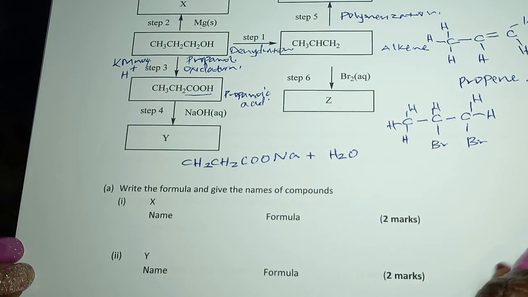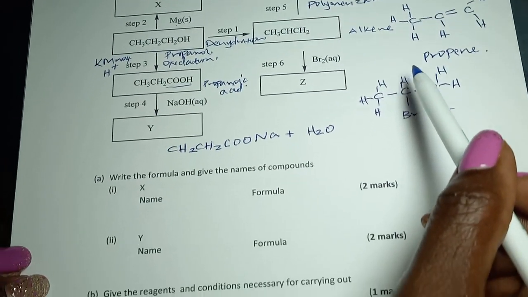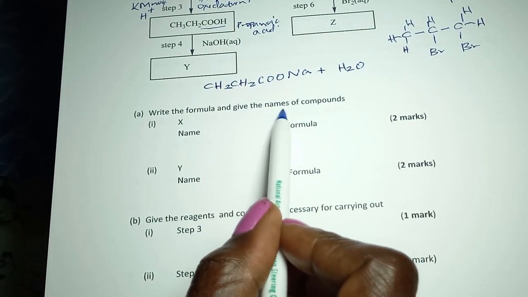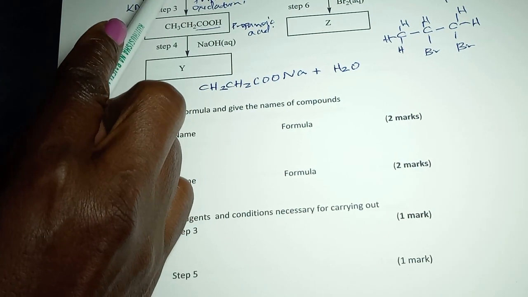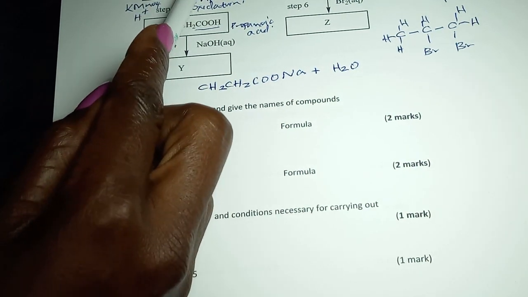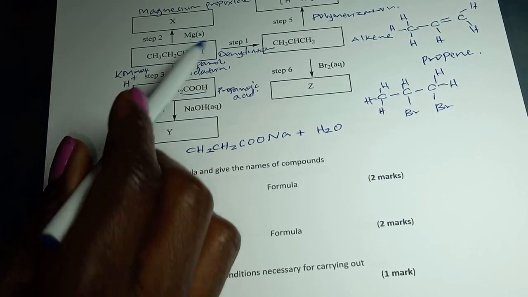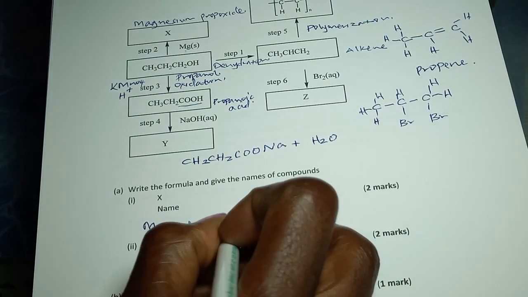Well, so now that we have managed to study the flowchart, we can go to the questions. Part A, write the formula and give the name of compound X. Compound X is a product from the reaction of an alcohol with magnesium solid. So we say this one is called magnesium propoxide. So the name is magnesium propoxide.